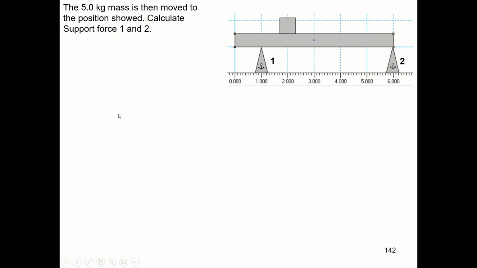So I want you to attempt it doing the same technique. You've got to say the beam is in equilibrium, so the clockwise torques about this pivot equal the anti-clockwise torques about this pivot. You go force times distance on each side, and you're just trying to find out what that mystery F2 force is. And once you've done that, you can go forces up equal forces down, and then you can use that equation to figure out what the mystery support force at point 1 will be. And you can do that for both of these problems.